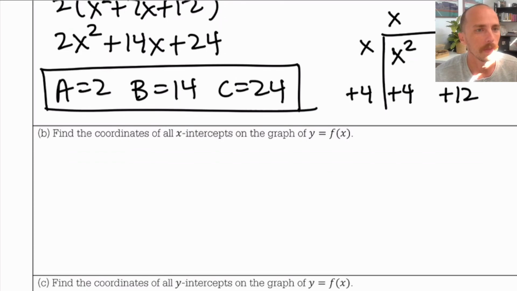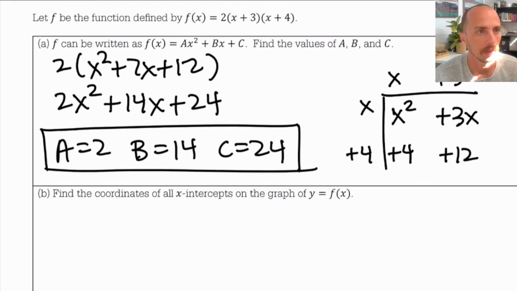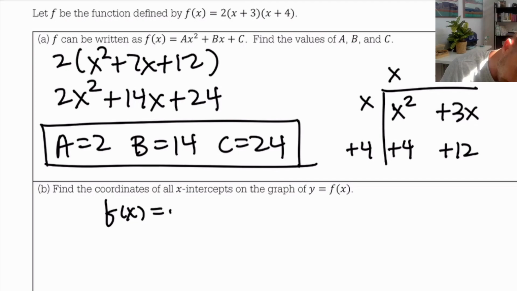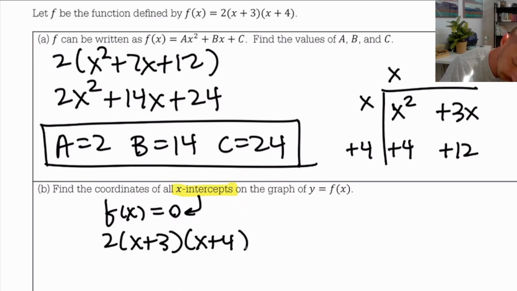So find the coordinates of all x-intercepts on the graph of y equals f of x. Okay, fortunately for us, this thing's already factored, so our job is not too hard. So I'm going to say f of x equals 0 because that's the hallmark of an x-intercept. Right, just going to, whoops, definitely want a black pen, not a black highlighter. f of x equals 0, that's where 2 times x plus 3 times x plus 4 is equal to 0.